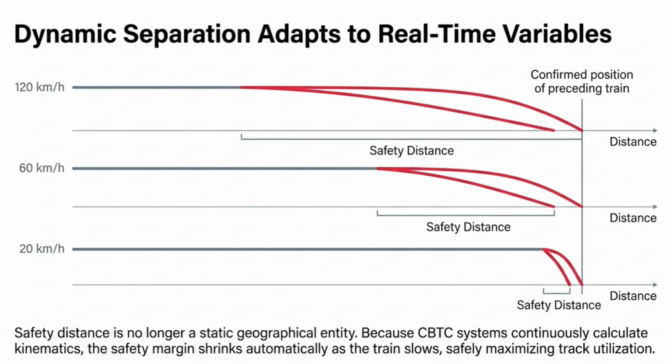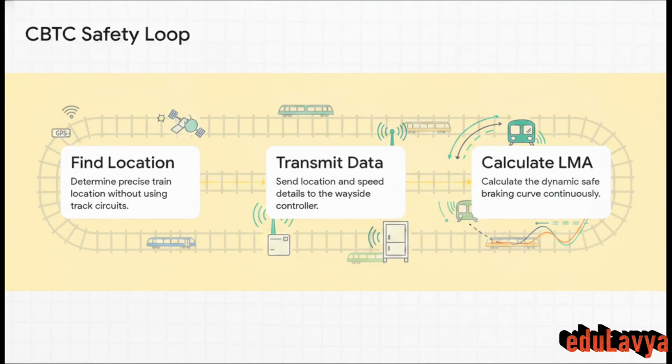As the train speed changes, that braking curve adjusts instantly. Let's walk through the exact chronological sequence the CBTC system actually executes to guarantee this real-time safety. First up, the train-borne system determines its own location with extremely high precision, and this is entirely independent of traditional track circuits. Second, it continuously beams that location along with its current speed and direction right to the wayside controller via radio. Third, based on this constant stream of data, the system calculates the dynamic safe braking curve.